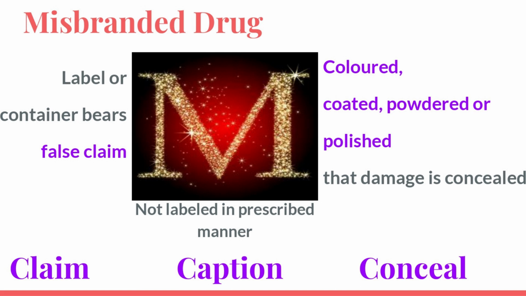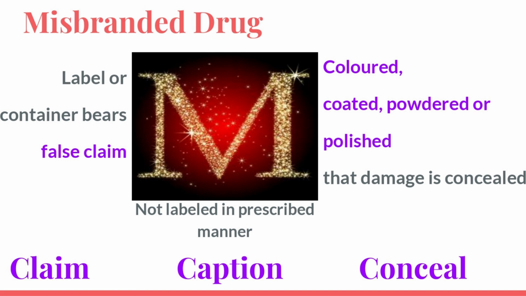Suppose there is damage in the drug, for example, damage like a color change, and the manufacturer does coloring, coating, powdering, or polishing to conceal the color change. Such drugs can be called misbranded drugs. Means any concealing activity done to mask the damage of a drug makes the drug a misbranded one.